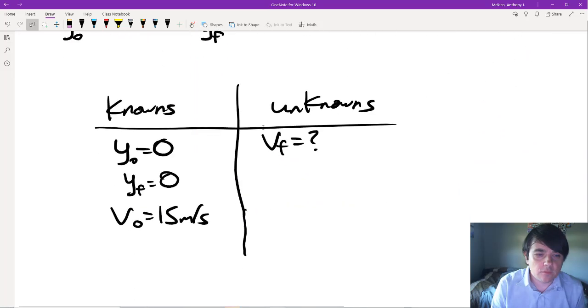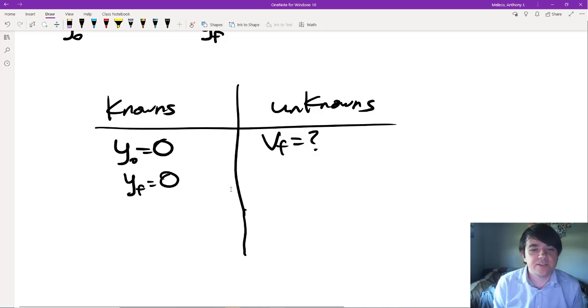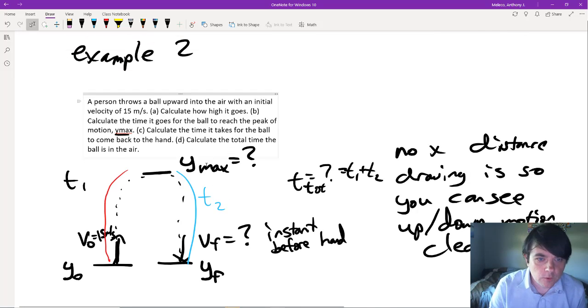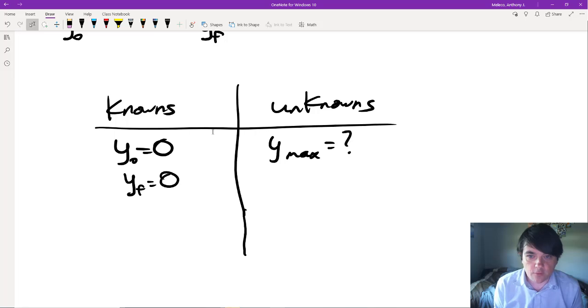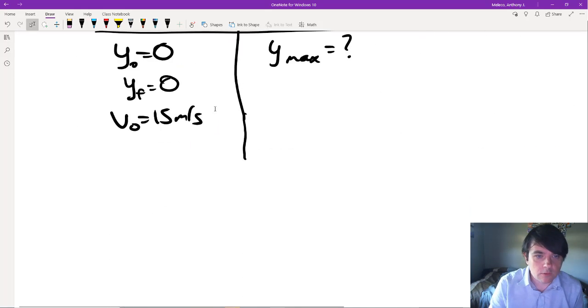There is one more position that I forgot to mention. So we don't have just initial and final. We have max. So our y max is another value now. So we actually have 3 positions. We have our initial, final, and max. And our max is the peak of the motion. Okay. So now we can do this, 15. Final, we don't know.